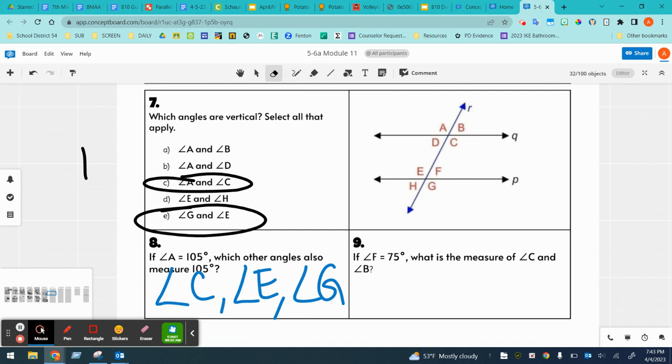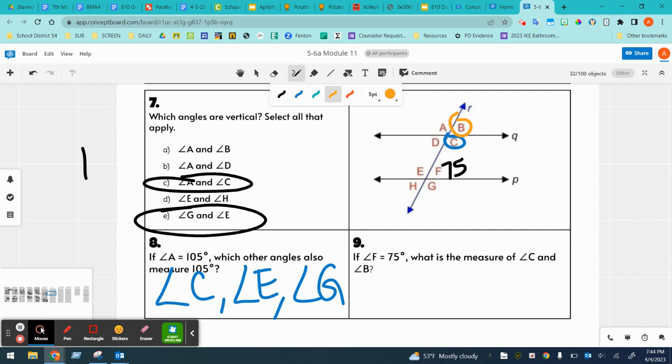Number 9 says that if angle F measured 75 degrees, what is the measure of angle C? So we want to know C. And we want to know what the measurement of angle B would be. All right. So let's go ahead and pause right here to give the students opportunity to try to figure out the angle measurements. Remember, use your angle relationships to figure this one out. Thank you very much once again for trying on our own.